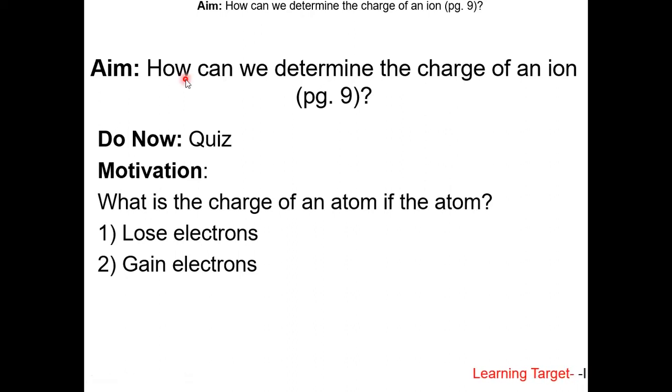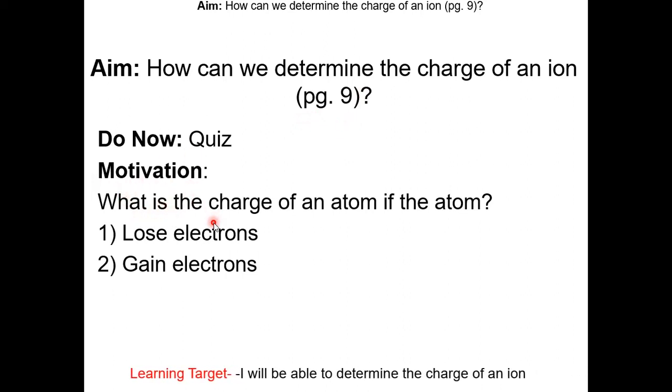So this is my third video lesson for the unit atomic theory. Today we're going to talk about the charge of an ion. How do we determine it? Let's go to page 9 in the class packet. For motivation, what is the charge of an atom if the atom loses electrons or gains electrons?